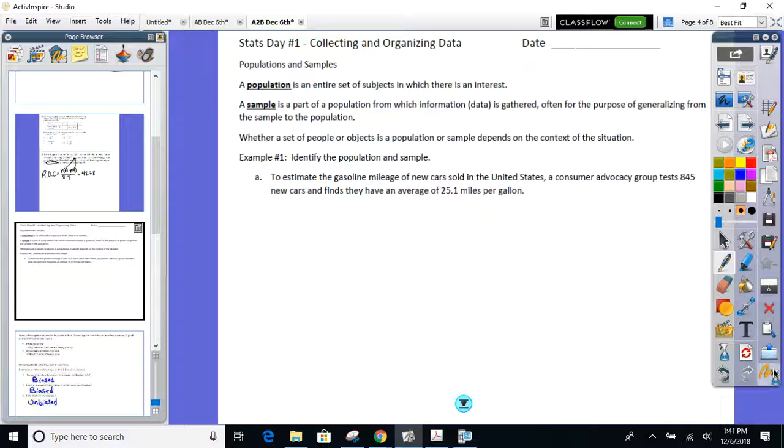The first two terms I need to talk to you about in statistics are population versus a sample. Instead of reading the definitions off to you, here's what a population is: the entire high school.